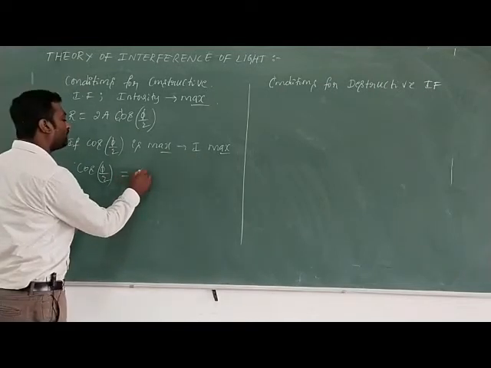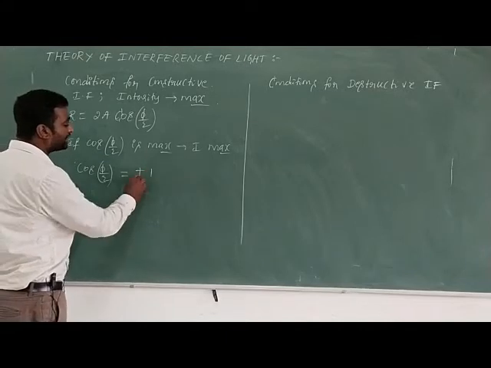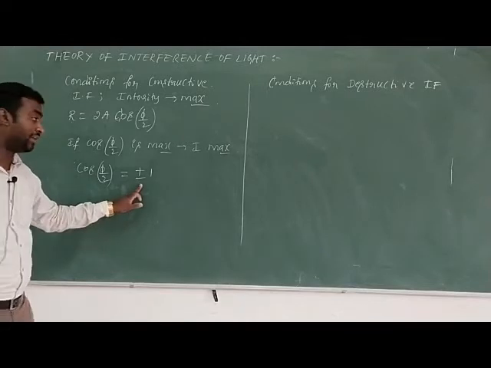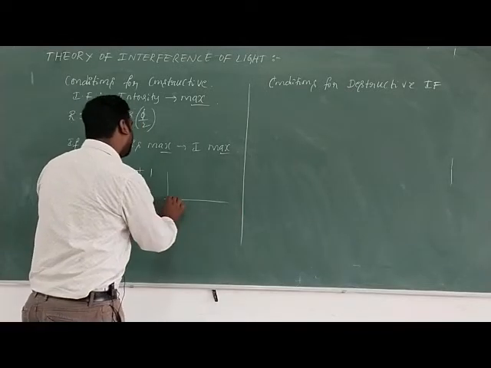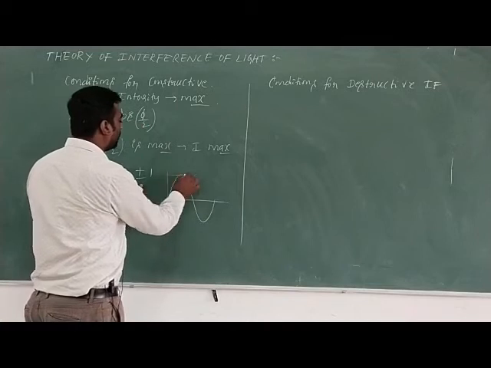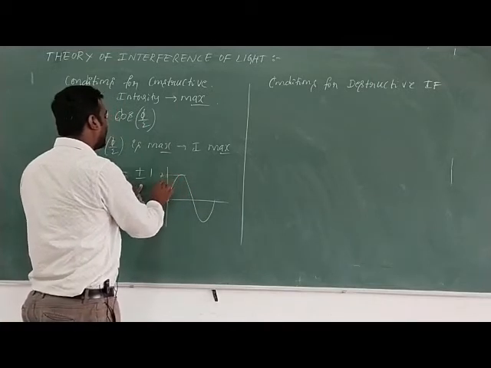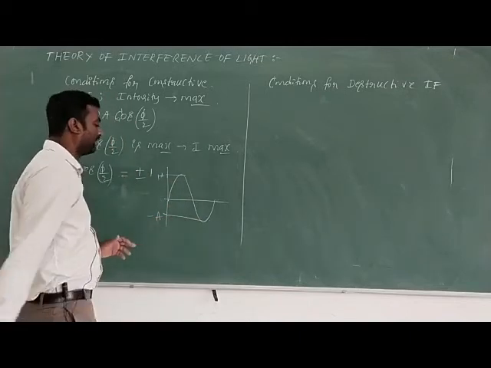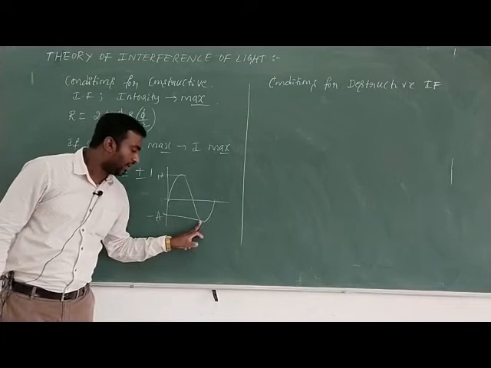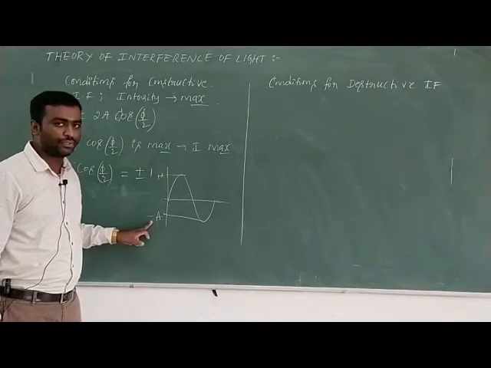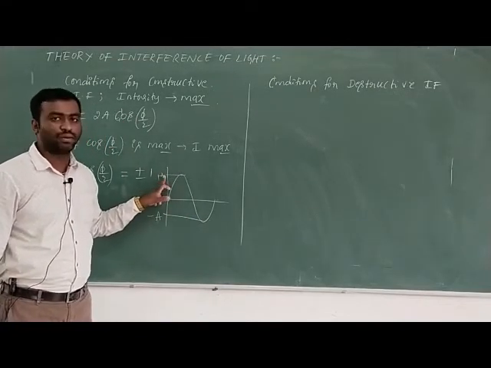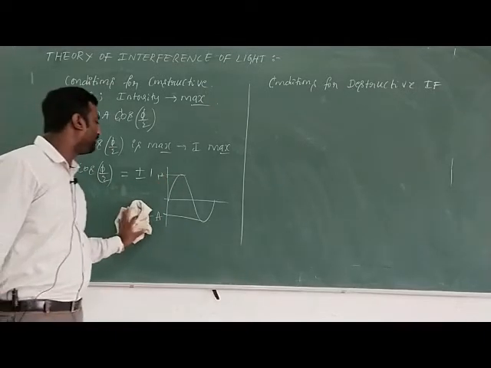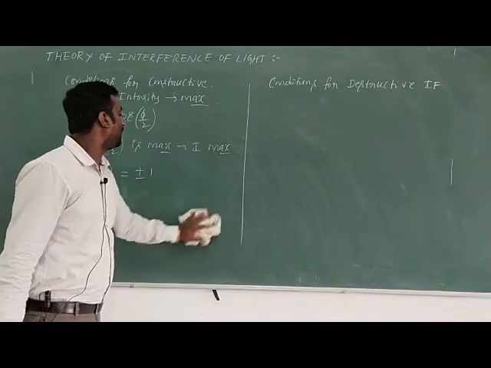The maximum value for cos pi by 2, I am going to take it as plus or minus 1. Here I am going to take it as minus 1 also. Why? Here look at the amplitude of the wave: this is along the positive y-axis, plus a, this is along the negative y-axis, minus a. So along the negative y-axis this is the maximum amplitude, and along the positive y-axis this is the maximum amplitude. That is the reason why I am going to take plus or minus 1. The amplitude is maximum for plus or minus 1.